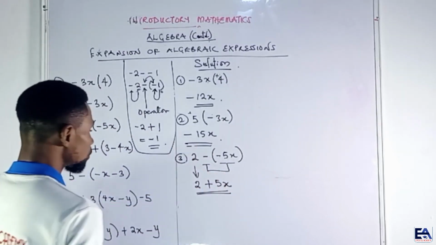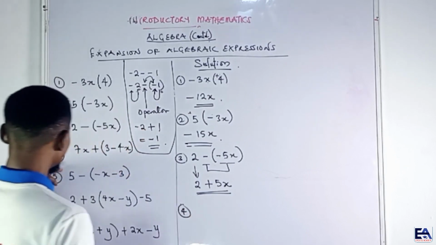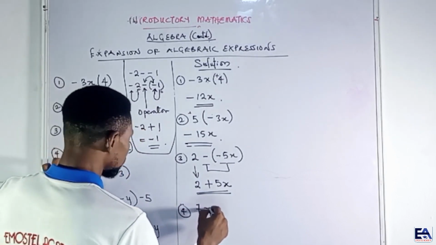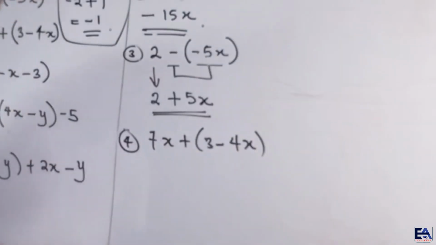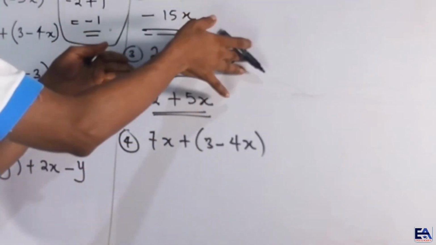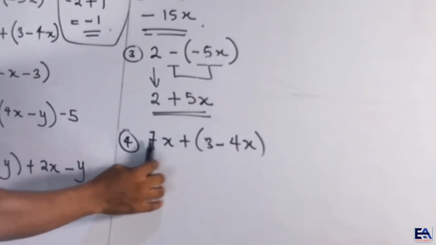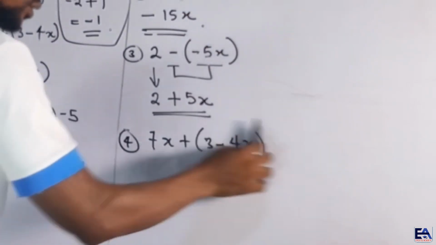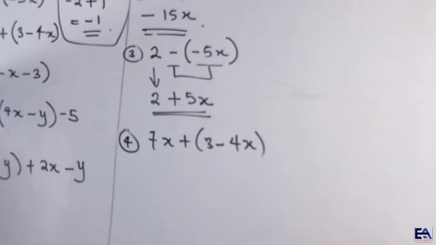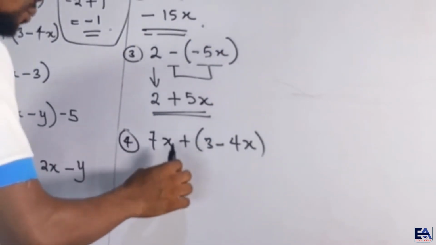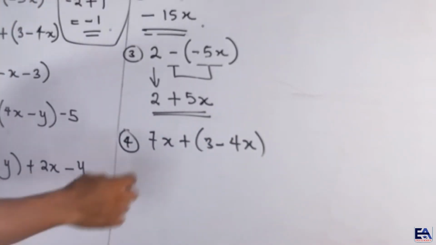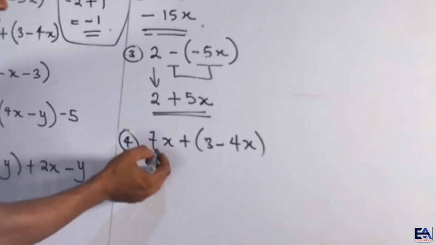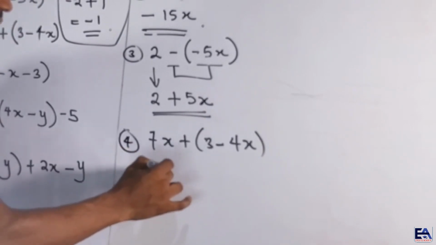So let's play with question number 4. Number 4 says 7x plus 3 minus 4x. All right, done. Just like something similar to what happened here. Okay, this 7x does not have a direct relationship with the contents of the brackets. It only has a relationship with this immediate sign closest to the bracket. You get? So as we have it here, the only thing we just do is to repeat the 7x. So let's repeat it as 7x.